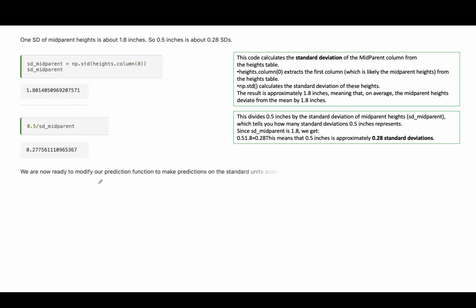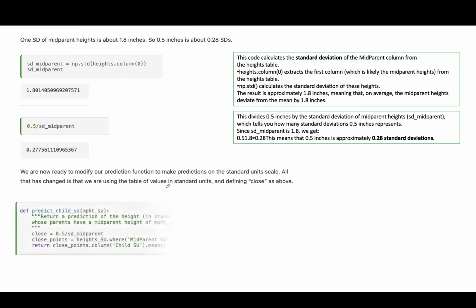We're now ready to modify our prediction function to make predictions on the standard unit scale. All that has changed is that we are using the table of values in standard units and defining close as above. So let us define our function. The function predict_child_su returns a prediction of the height in standard units of a child whose parents have a mid-parent height of mid_parent_height_su in standard units.